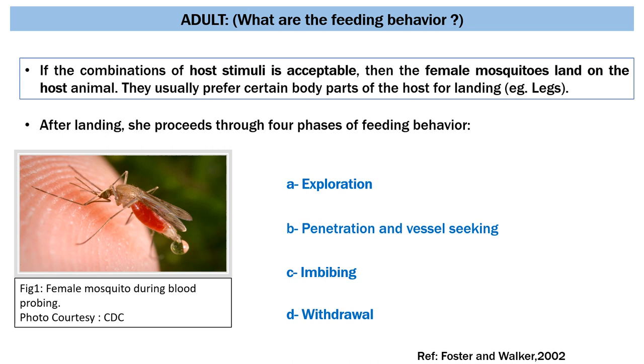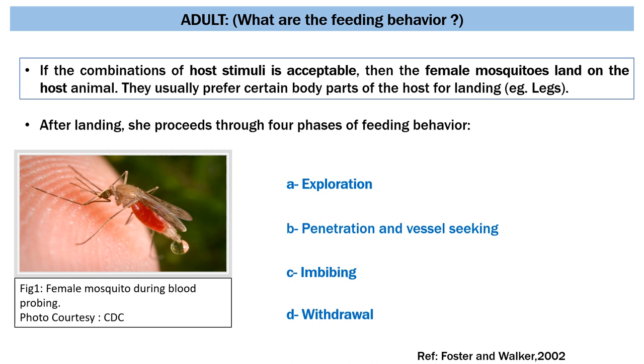The third phase is imbibing. After finding the blood vessel, the female inserts the tip of the fascicle into the vessel lumen and starts to imbibe blood through the food canal of the proboscis. In this respect, the muscular pumps of the cibarium and also of the pharynx help to draw blood through the proboscis, and finally the ingested blood accumulates in the midgut. The presence of phagostimulants in the blood, like sodium chloride, ATP, sodium bicarbonate, etc., encourages the mosquito to imbibe blood to full engorgement.